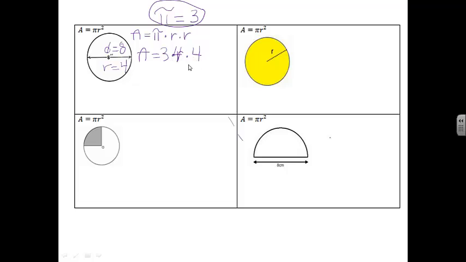Now area equals 3 multiplied times 4 multiplied times 4. It doesn't matter what order you go in. You could do 4 times 4 times 3 or 3 times 4 times 4. It does not matter once you get to this point.